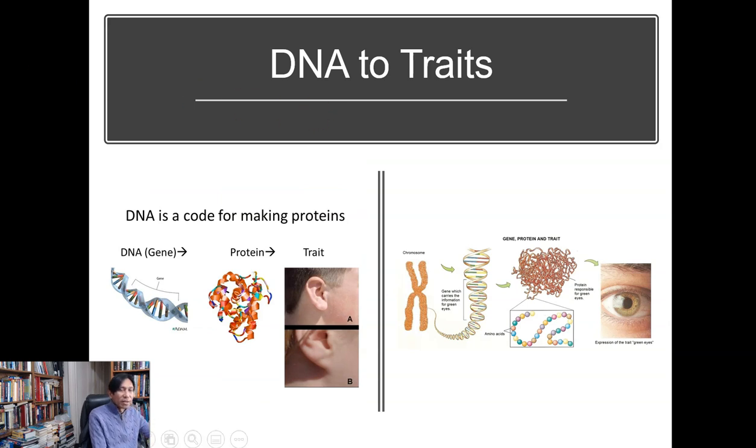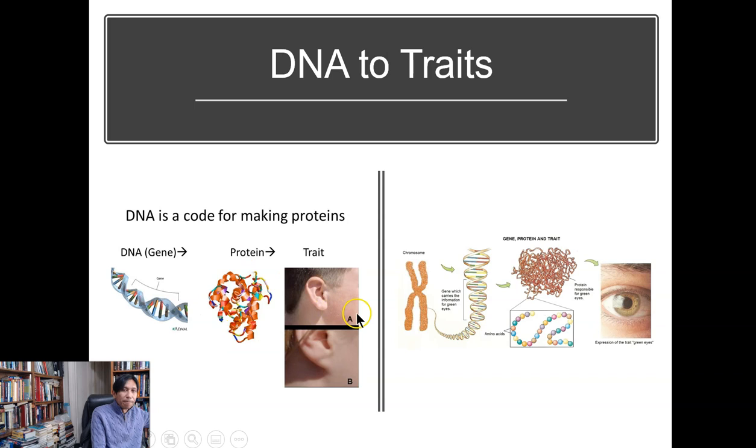When you take a look at this picture, DNA has coded information. That coded information is called a gene. A piece, segment, or portion of DNA is called a gene. So a gene has coded information for a protein. Proteins give a trait, different characteristics of the trait.